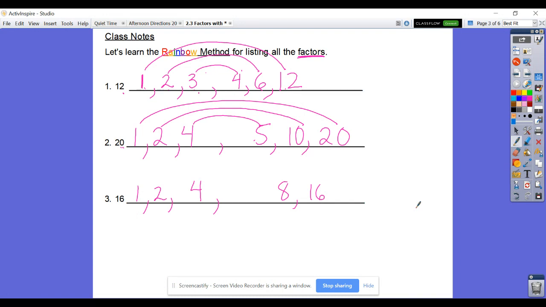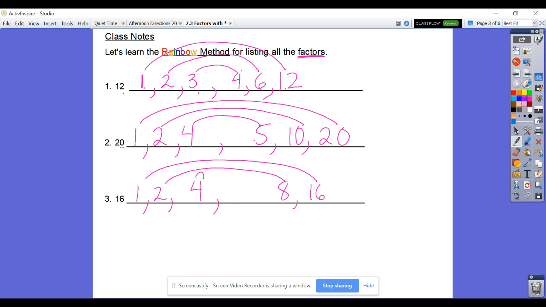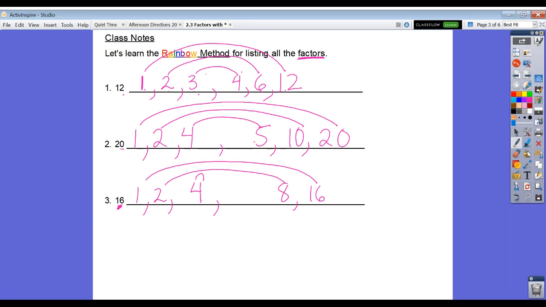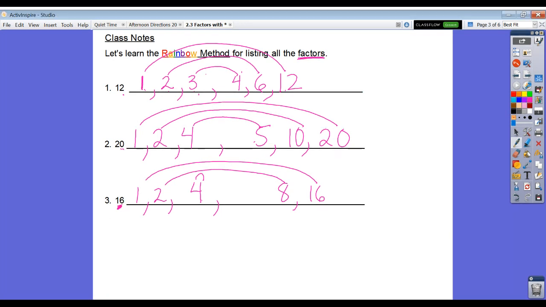Take a look for 16. See if you found all these factor pairs, 1 and 16, 2 and 8, and then 4 is a factor with itself, so I only wrote it once. And do you remember what you call it when a product is a number times itself, like 4 times 4? Do you remember what we call that special type of number? Say it with me on the count of 3. 1, 2, 3. A square number. 16 is one of those square numbers.